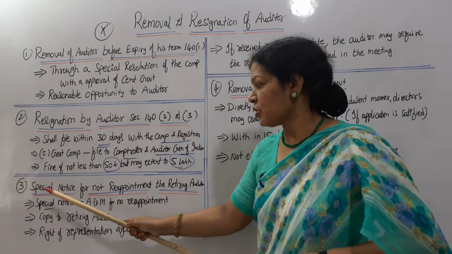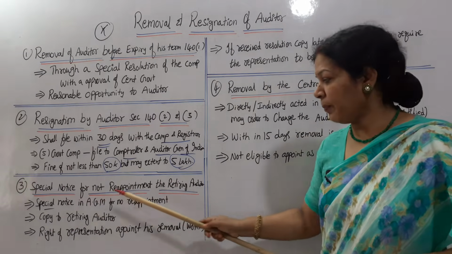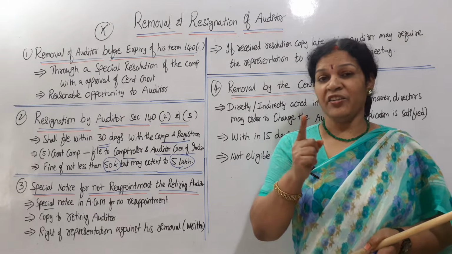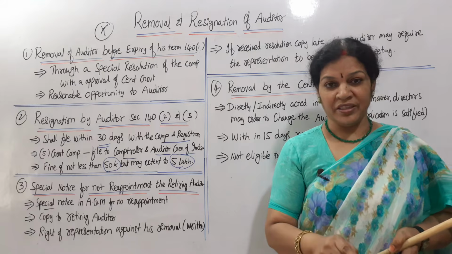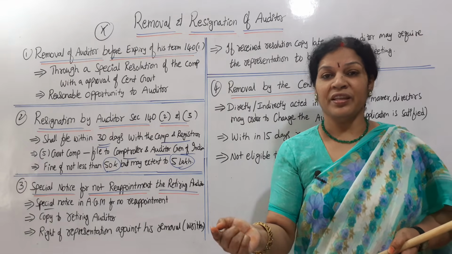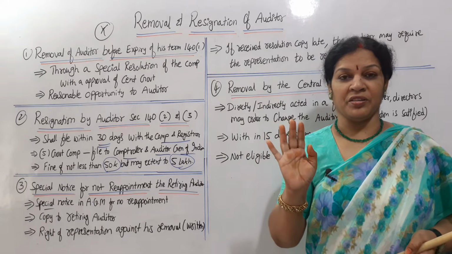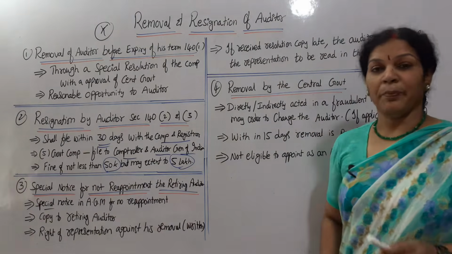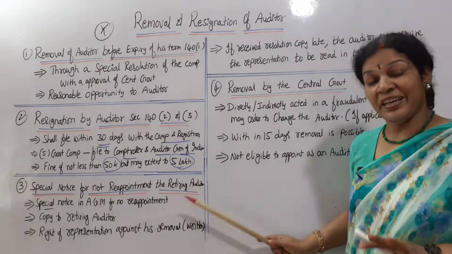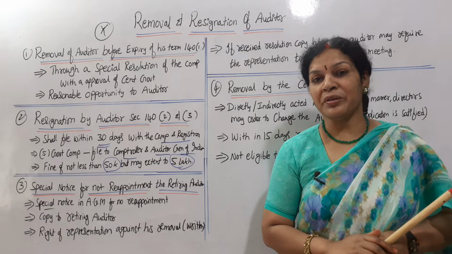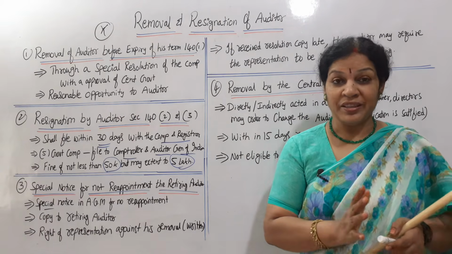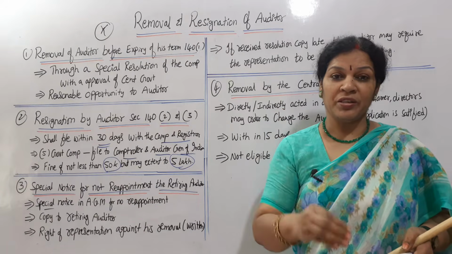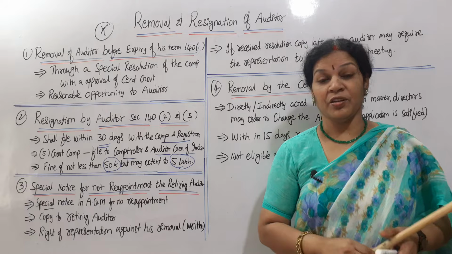Now the third point we will discuss: special notice for not reappointing the retiring auditor. Generally, as we discussed in the last class on appointment of an auditor, if an auditor is retiring and no new auditor is appointed in his place, then the same auditor can continue in the same organization. But here we are discussing special notice for not reappointing the retiring auditor. Some companies do not want to reappoint the same auditor, so they will go for a special resolution. In that resolution they will state that the same auditor will not be reappointed in the coming days.